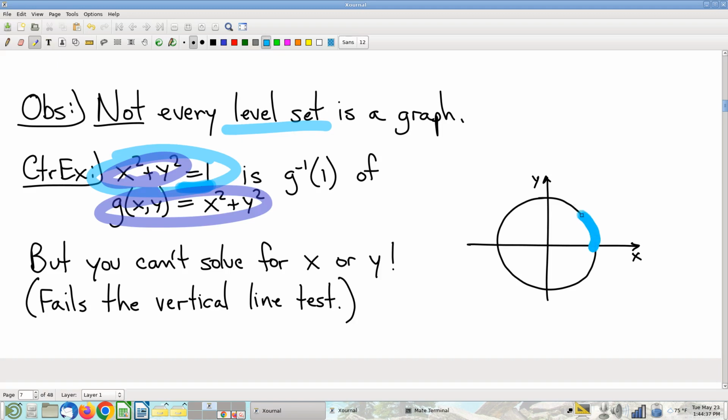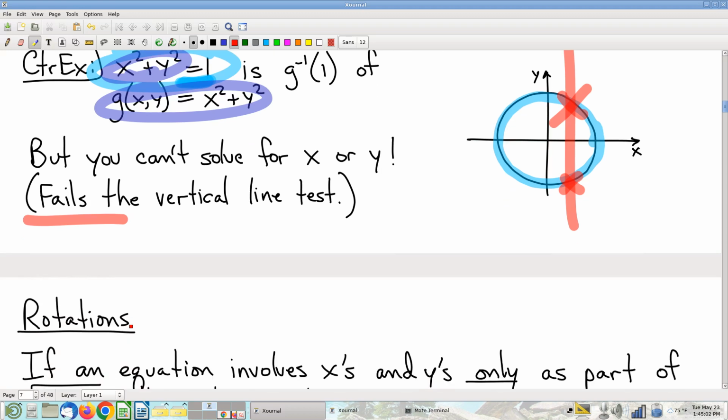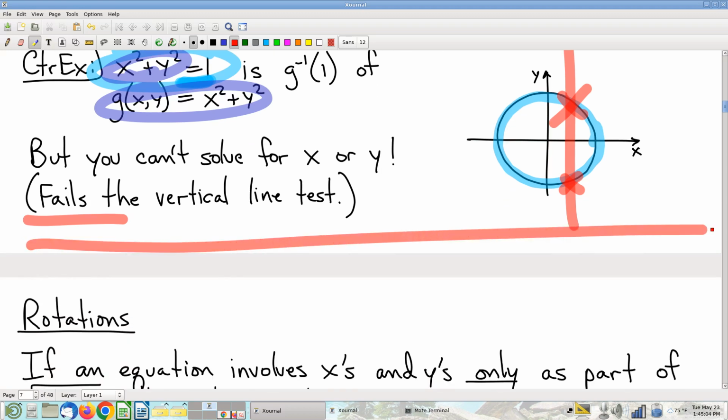And I can see right away this absolutely is not a graph because it fails the vertical line test. So this is not y equals anything. There is no function for which y equals that function would give you this picture. So, too bad. Okay, we're out of time, so we will draw it right there.